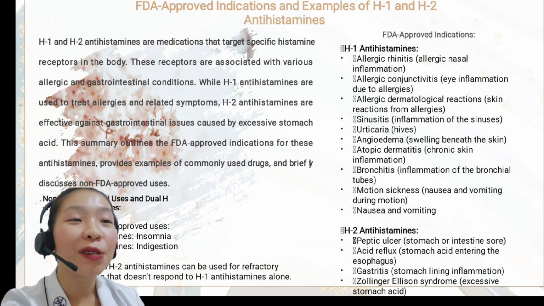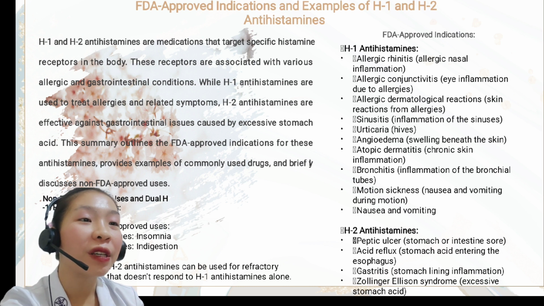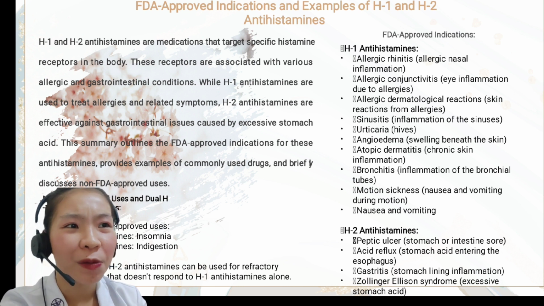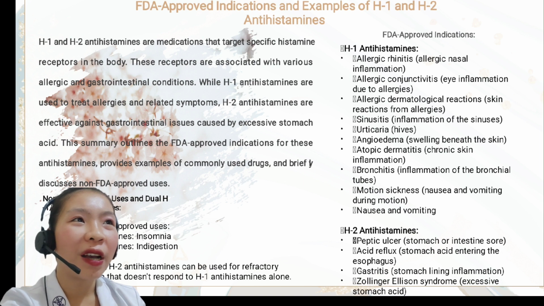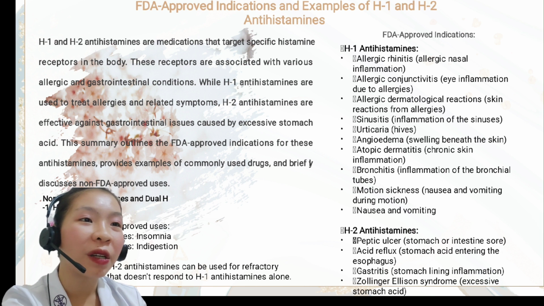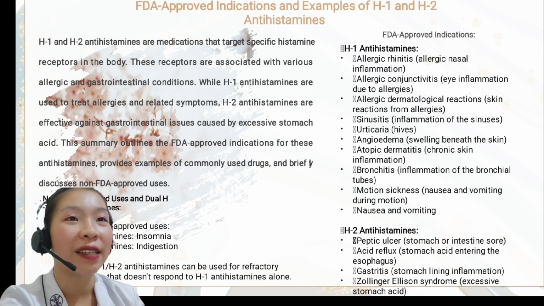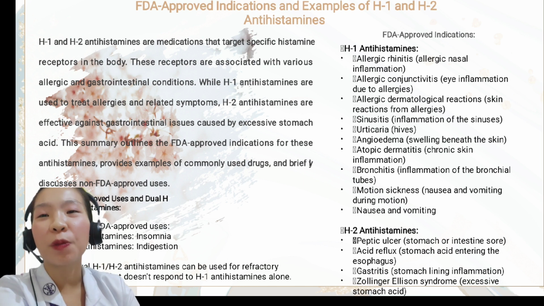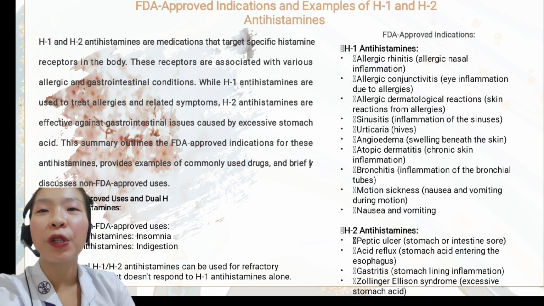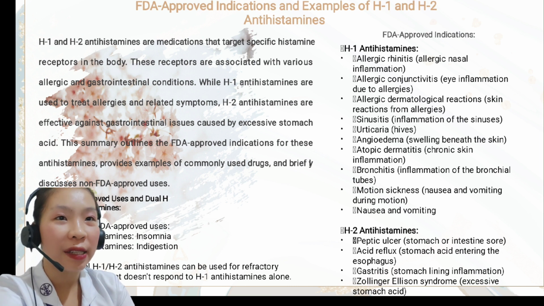She often thinks just like that. And now for the acid reflux. Okay, this one is the stomach acid entering the esophagus. Now we have gastritis, the gastric acid produced in our stomach, so stomach lining inflammation. And the last one, the Zollinger-Ellison syndrome, or excessive stomach acid. So there's a term for the excessive stomach acid.